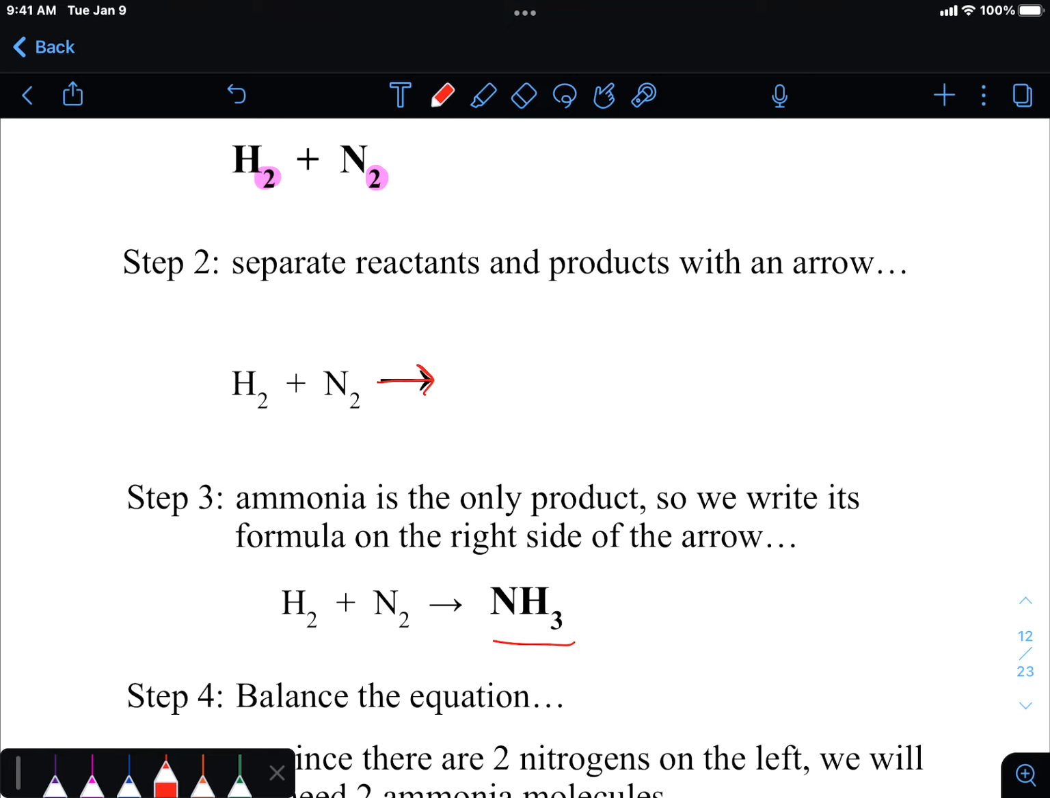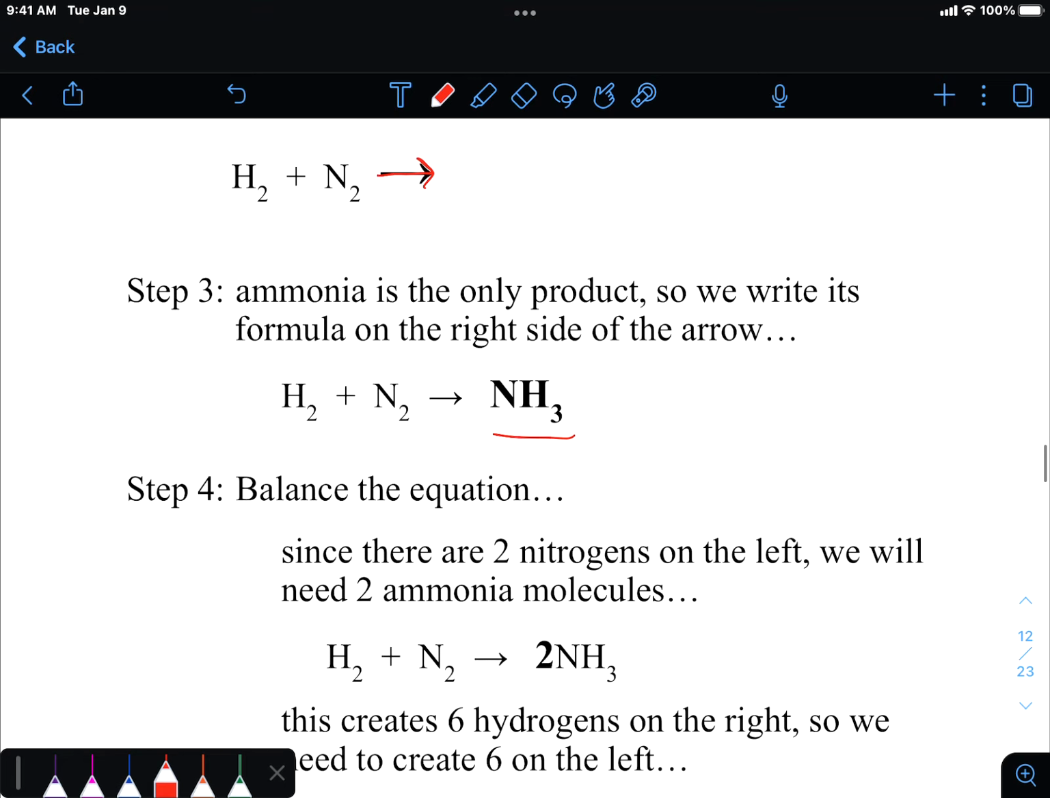I wouldn't expect you to know ammonia, right? If it has a special name or if it's not an obvious one, we would give you what the formula is of the product. So like here, we're giving it to you. And now that you have the formulas for the reactants and the products, now you just have to balance.